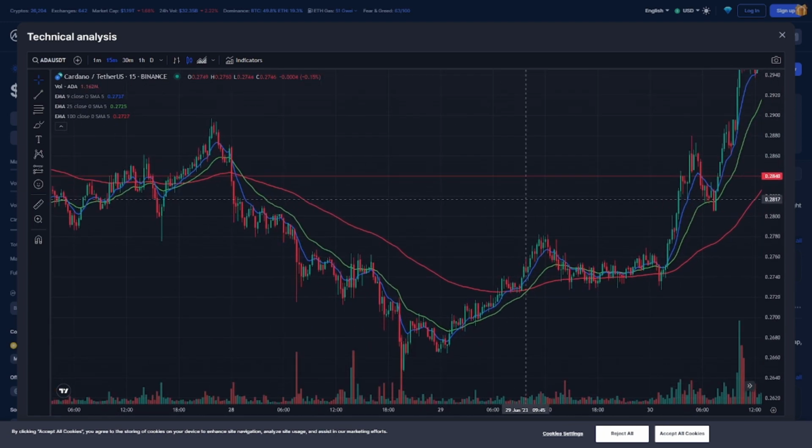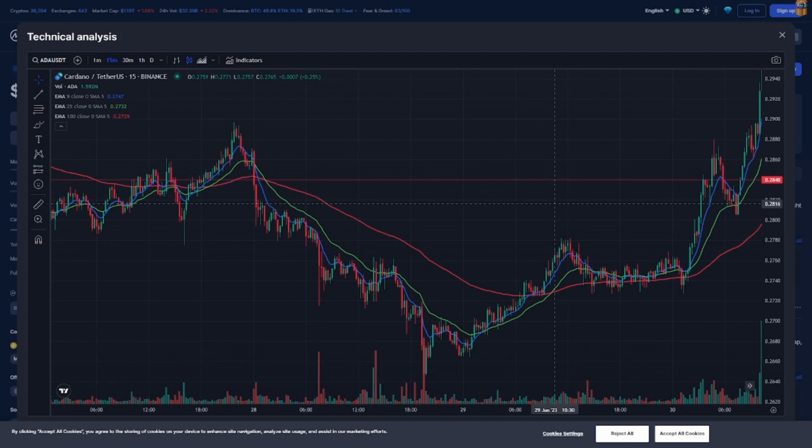So that's exactly how you're capable of reading how the EMA will show you whenever a trend is about to happen, what kind of trend it is going to be, and how long this trend will happen for.